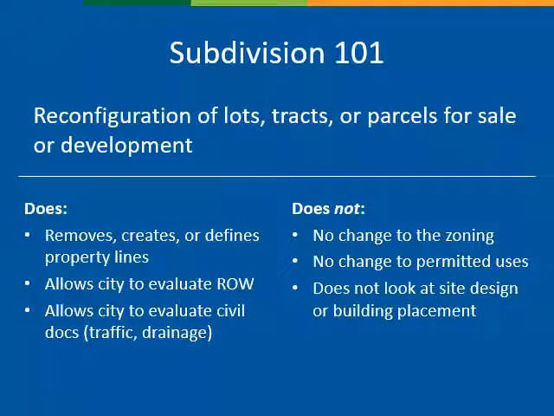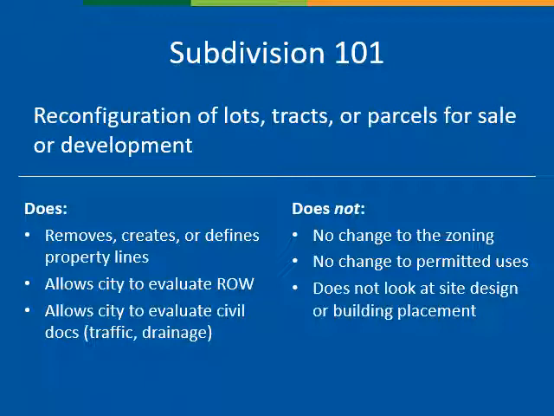A subdivision plat is a technical document that removes, creates, or defines property lines. It allows the city to evaluate right-of-way and allows the city to evaluate civil documents such as traffic or drainage. As a reminder, a subdivision plat does not affect the zoning or permitted uses on the property. It enables development already permitted by the zoning. Because the plat creates 4 lots, it is classified as a minor subdivision, and Planning Commission will be the approving body. There will not be a public hearing at City Council.